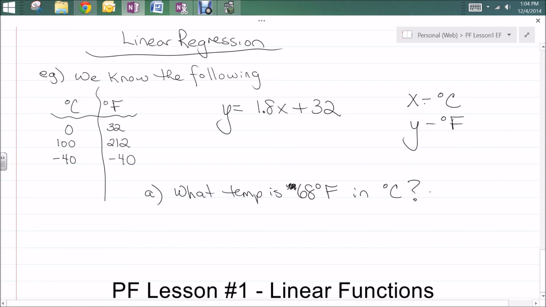Okay, my parents set 68 Fahrenheit. What is that temperature? Well, you've got your two variables, your X and your Y. You can change the letters if you want, but keep in mind the calculator uses those. I've given you Fahrenheit, so that's Y. So I'm going to say Y is 68, X is unknown. I'm going to use my equation: 68, or Y, equals 1.8x plus 32.